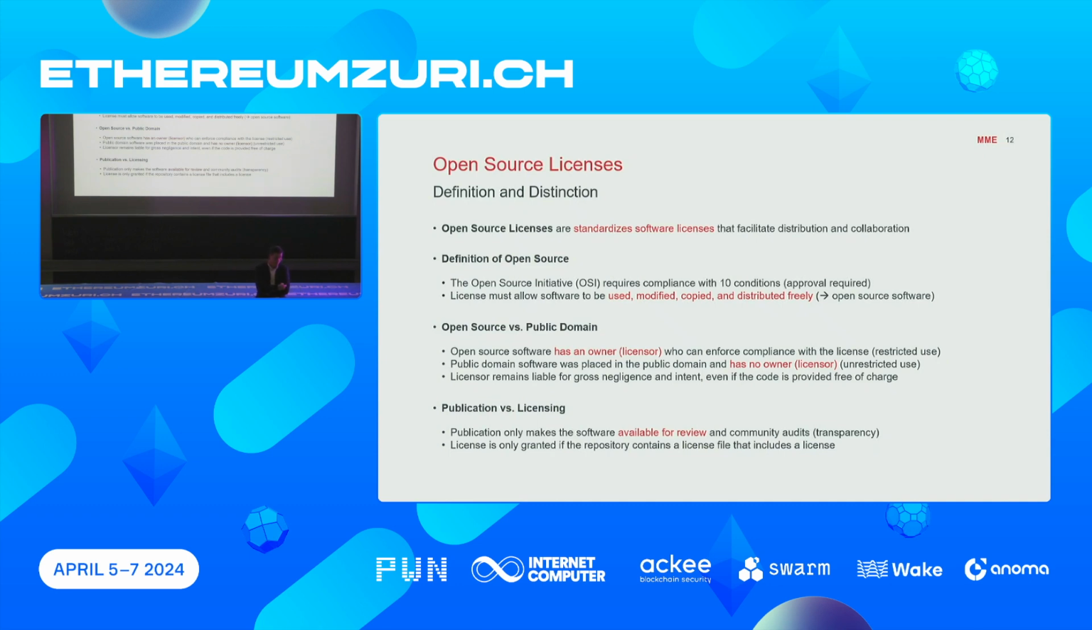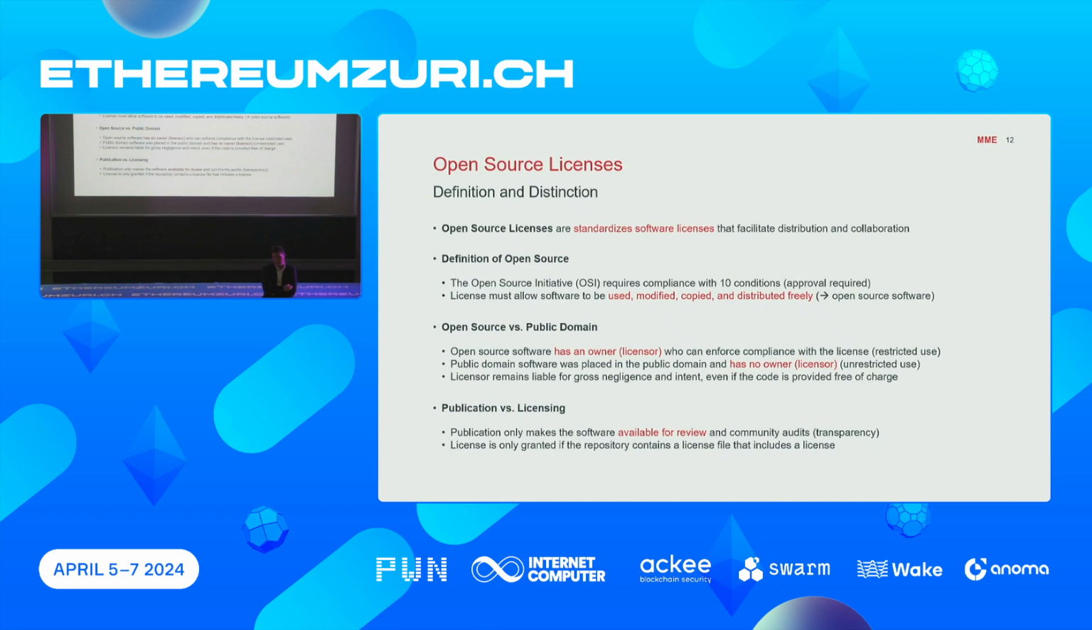What's important about the open source license is that there's no final definition, but there's the Open Source Initiative that basically says open source must meet 10 requirements, and only if all those requirements are met, the license can actually be called an open source license. In short, I would say that the license must allow the code to be used, modified, copied, and distributed freely. Only then do we talk about an open source license.